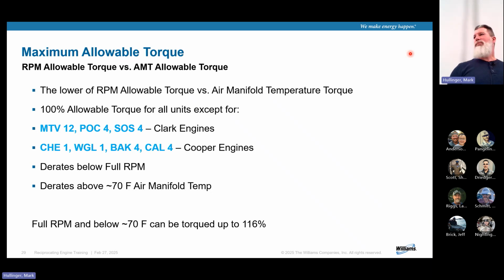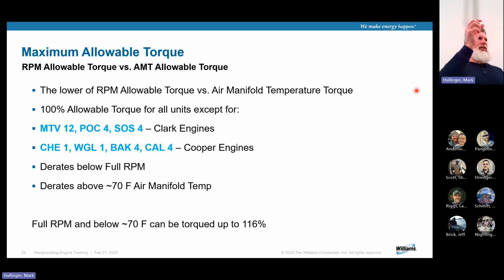Is it because there's no torque? In other words, it's running away. It's a function of how much air you have. Yeah, so without damaging your engine, you can go up, and yes, it is a function of how much air you have. So for our engines, it derates below full RPM. If you're running at 250 and it's 300 RPM, you're not going to be able to torque up completely. There's just a slight derate.